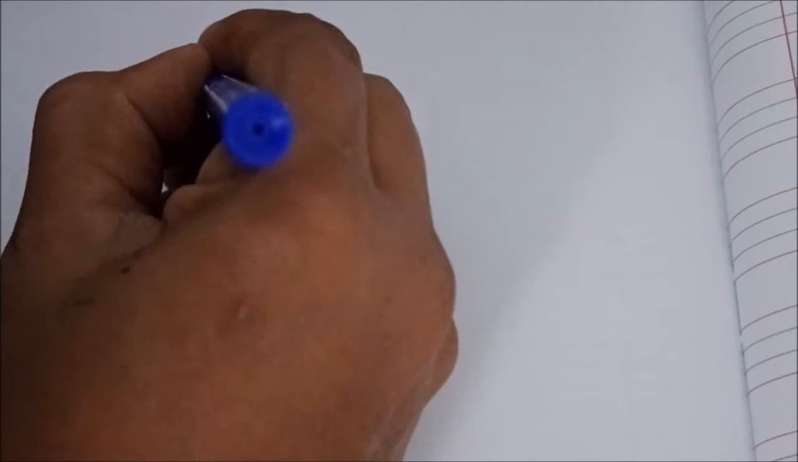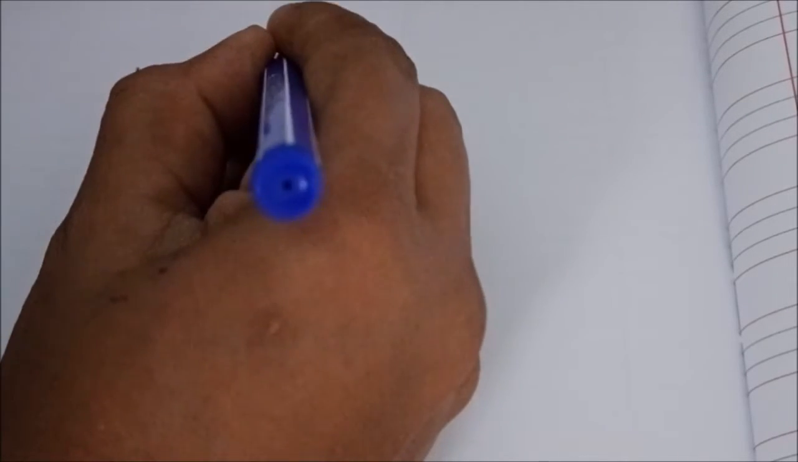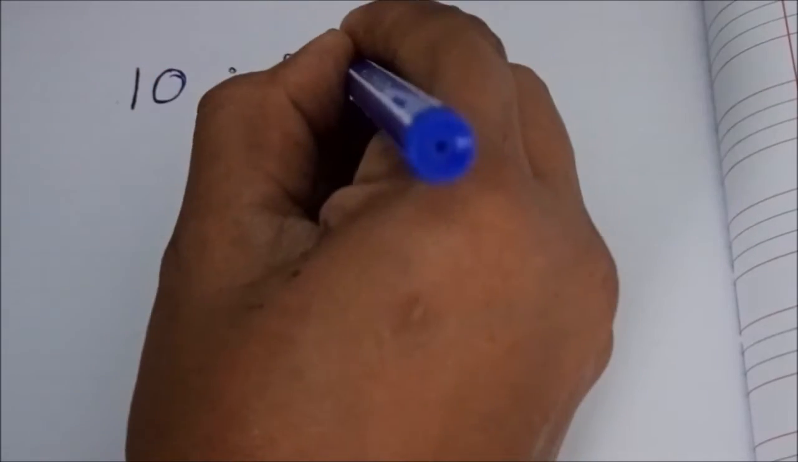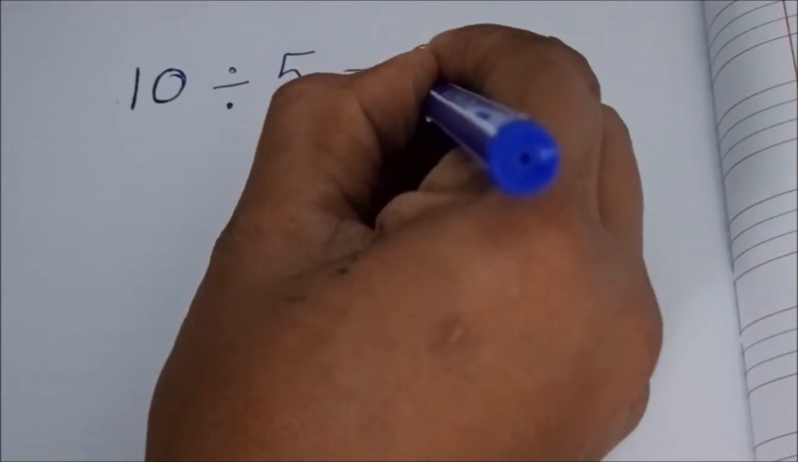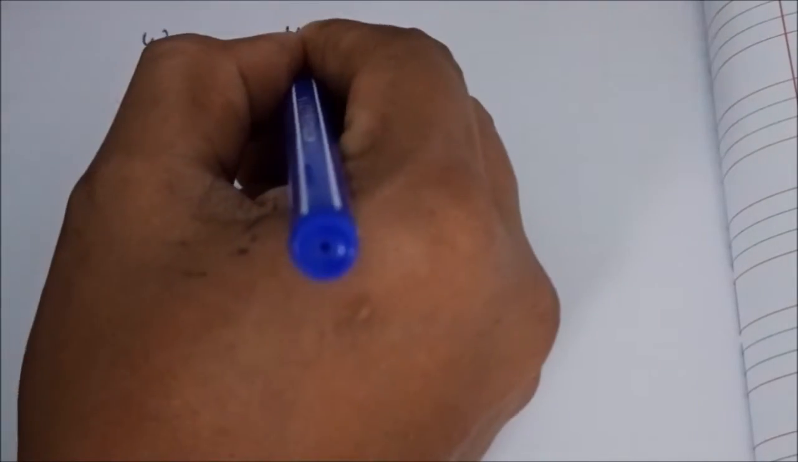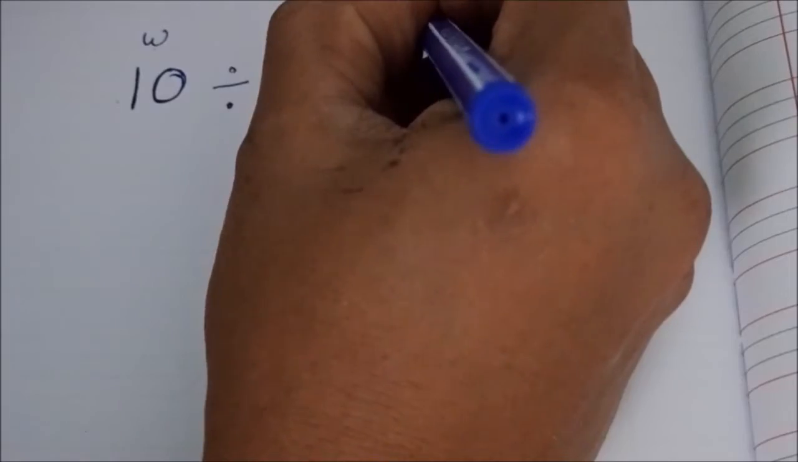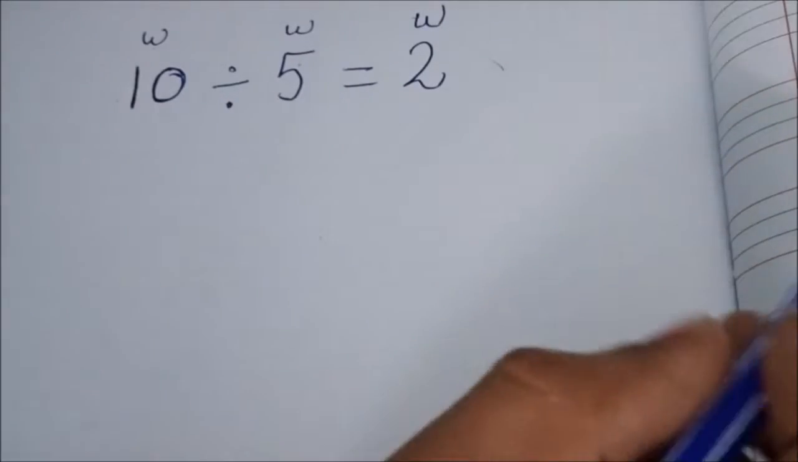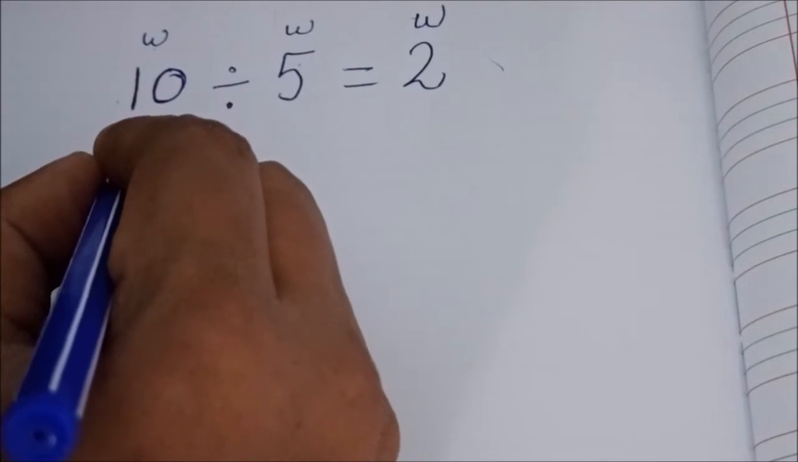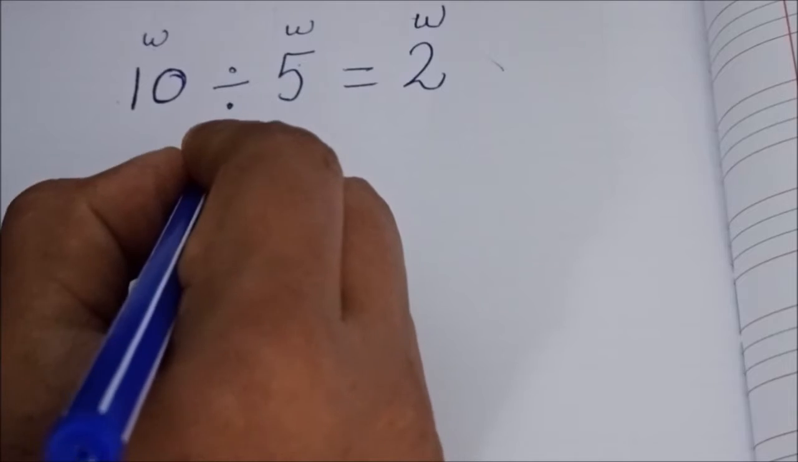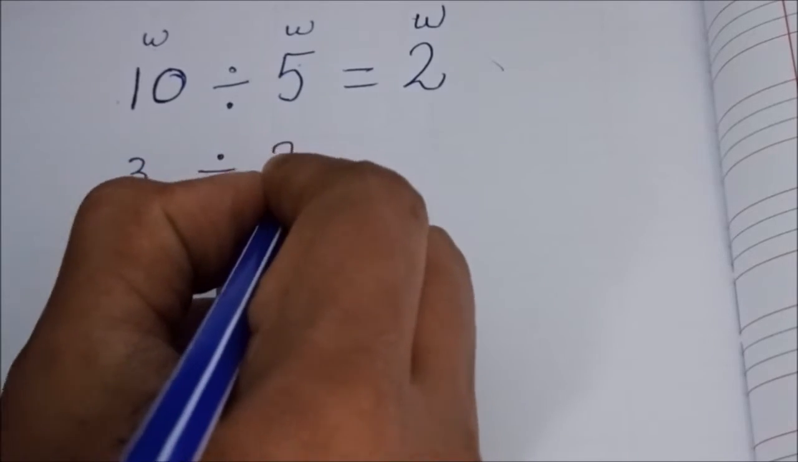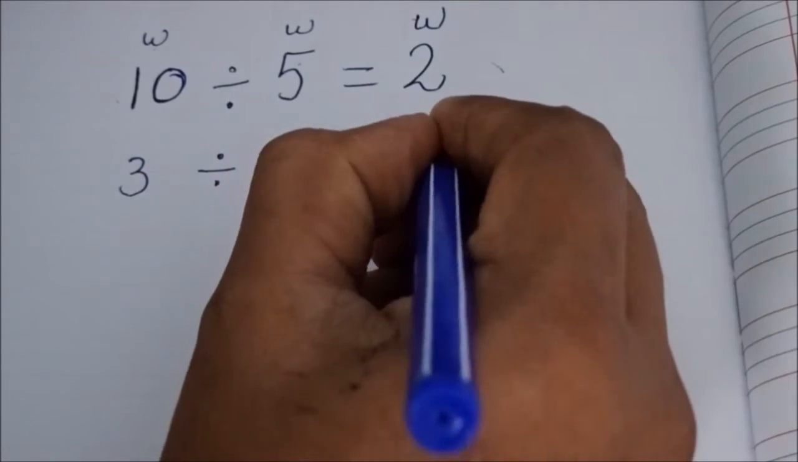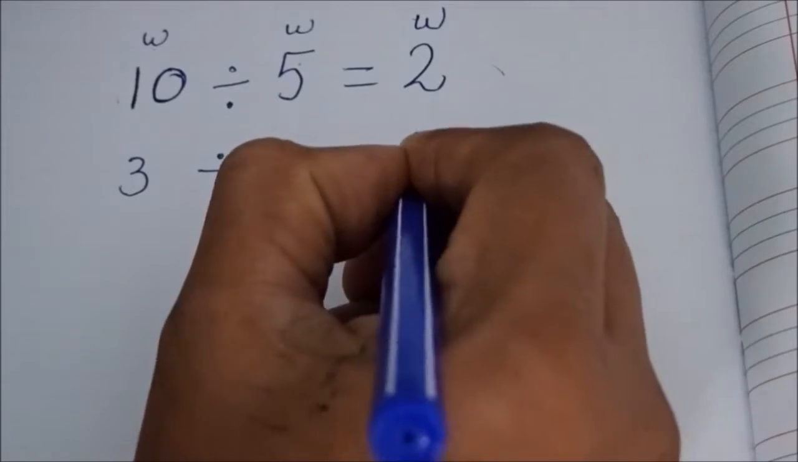10 divided by 5 is equal to 2. This is a whole number and this is also a whole number. And the result is another whole number. So in this operation, it is closed. How about 3 divided by 2? You get 1 by 2.